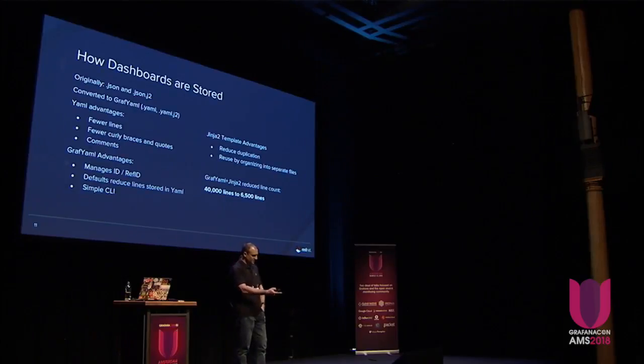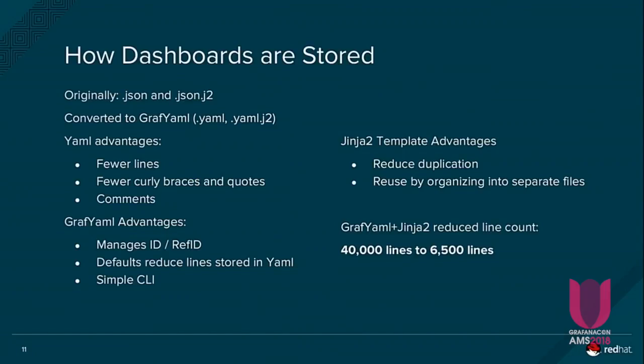So what does Jinja 2 also buy us here? It'll reduce some of the duplication, and I can separate some of that data into separate files and include those files together in a dashboard. That way, if more than one dashboard displays CPU utilization, I don't have the same CPU chunk of YAML in each of them. When I did that, I reduced like 40K lines to 6,500 or so lines.